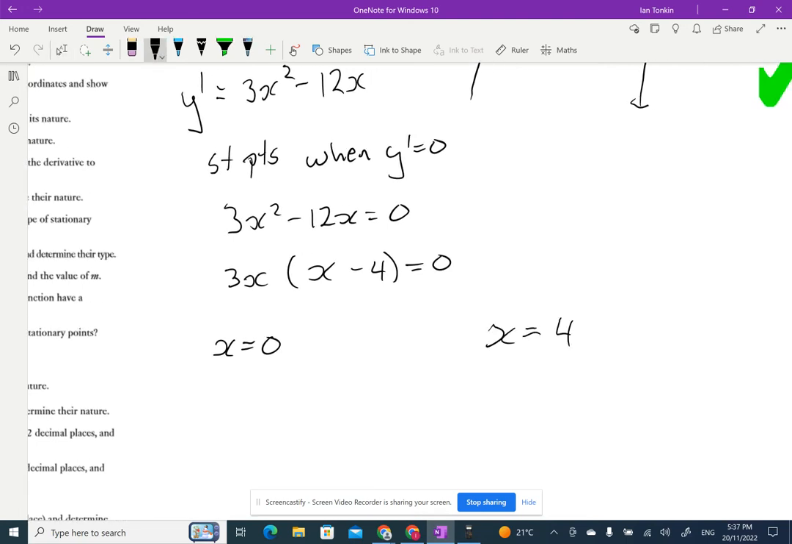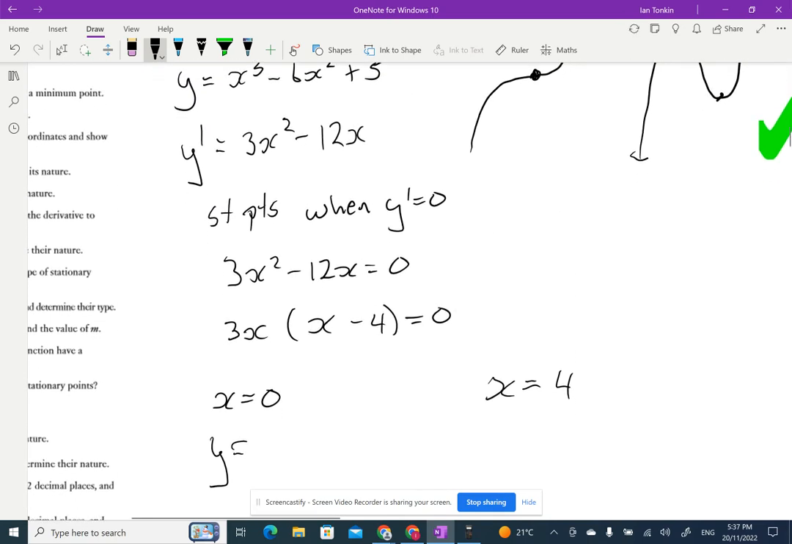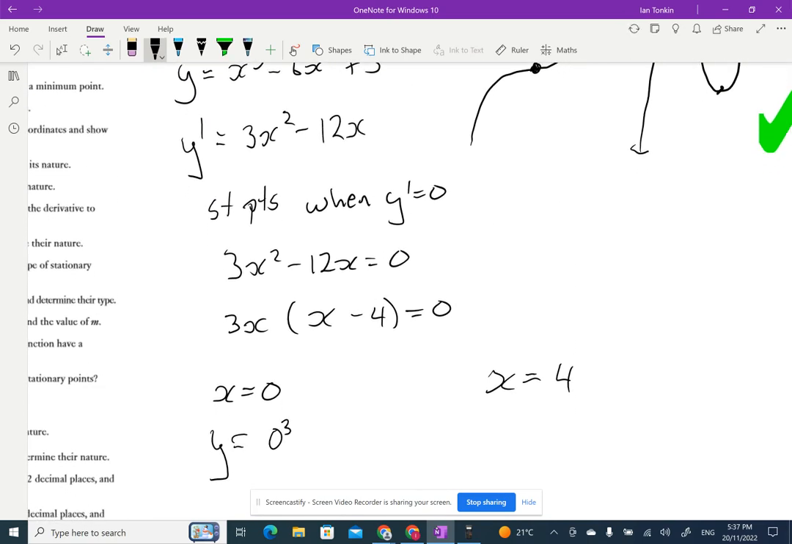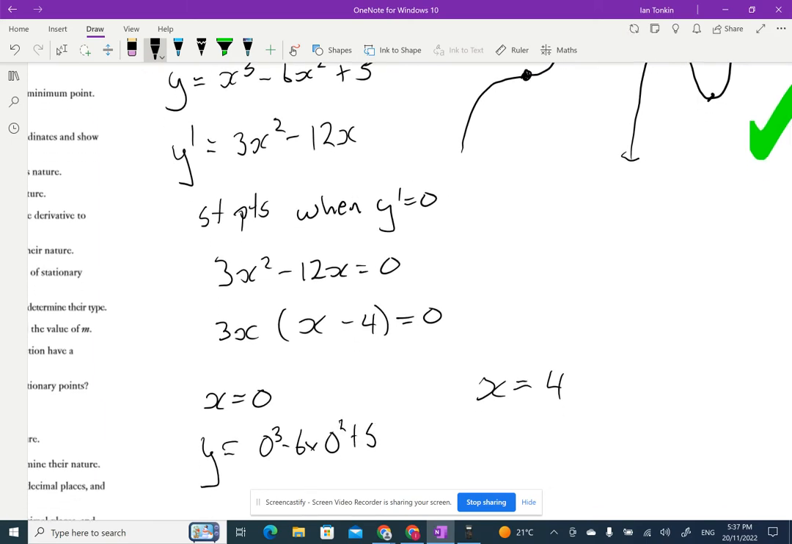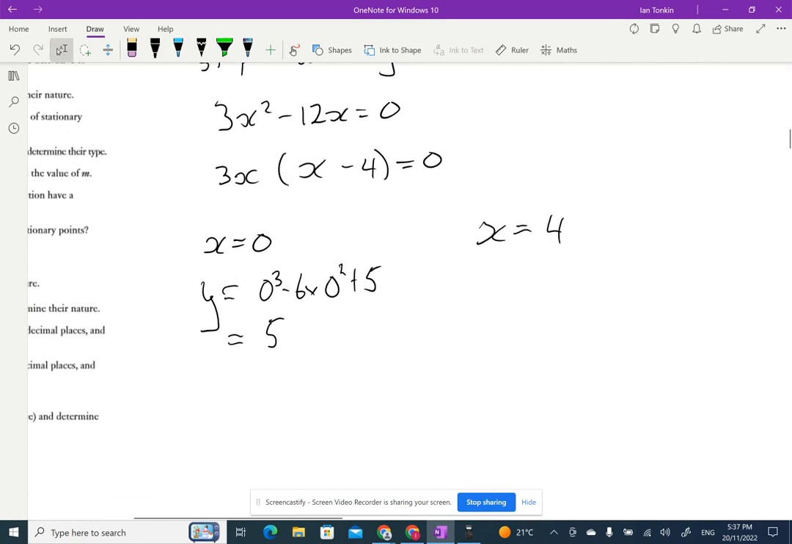Now notice that I write these from left to right. So I put the one that comes on the left first, so 0, and then the one on the right. I just want to keep things neat and tidy. I want to keep them logical, so it's really easy to follow. First of all, let's find the y value. And the y value for 0 is going to be 0 cubed minus 6 times 0 squared plus 5. And it's important that you actually go through this process. You get 5. So my first stationary point is at (0, 5).